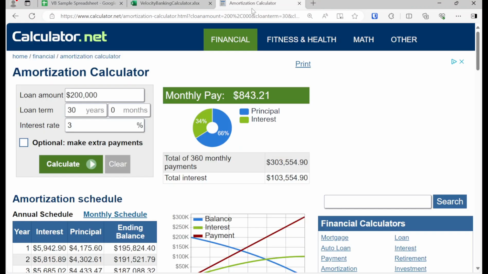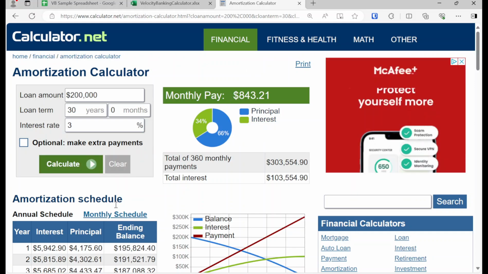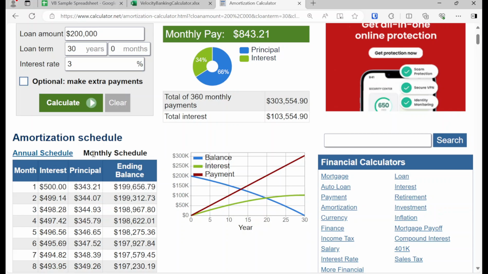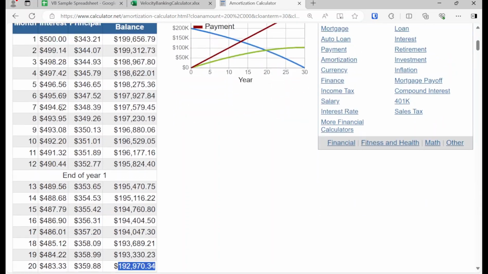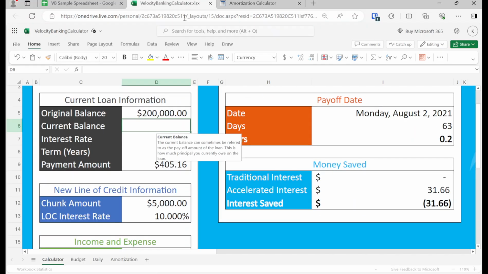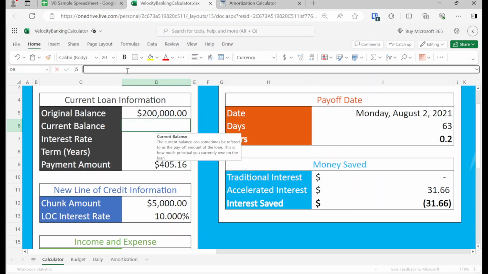So 20 months, we got to figure it out. It's not going to make that much of a difference, to be honest. So 20 months, what's the balance? It's 192,970. So we decreased the principal by a couple grand, and take a look here. Even at 3%, most of your money is going to go to interest, right? So 3%. All right, so let's go ahead and put that money here.